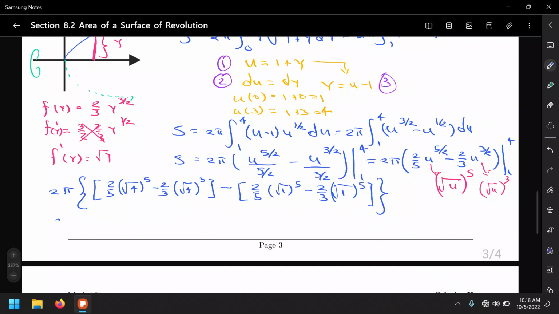So, well, that's 2 pi times, or I think brackets would be fine. Okay, so the square root of 4, which is 2, times, 2 to the 5th power is 32, yes. Oh yeah, this one right here, right? 3. Alright. So this is 32 times 2, that's 64 over 5, minus the square root of 4, which is 2, cubed, that's 8. 8 times 2, that's 16/3.